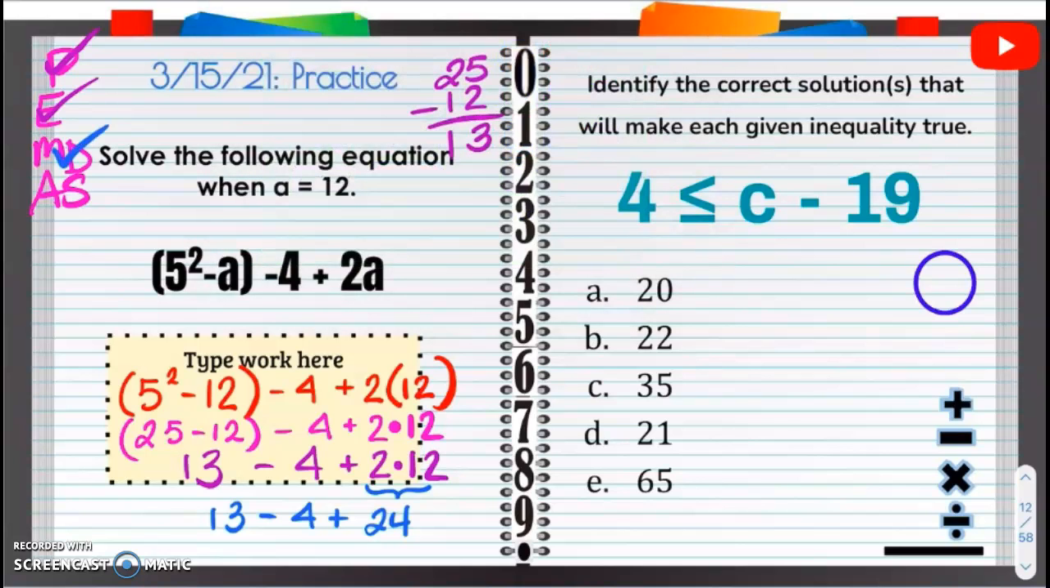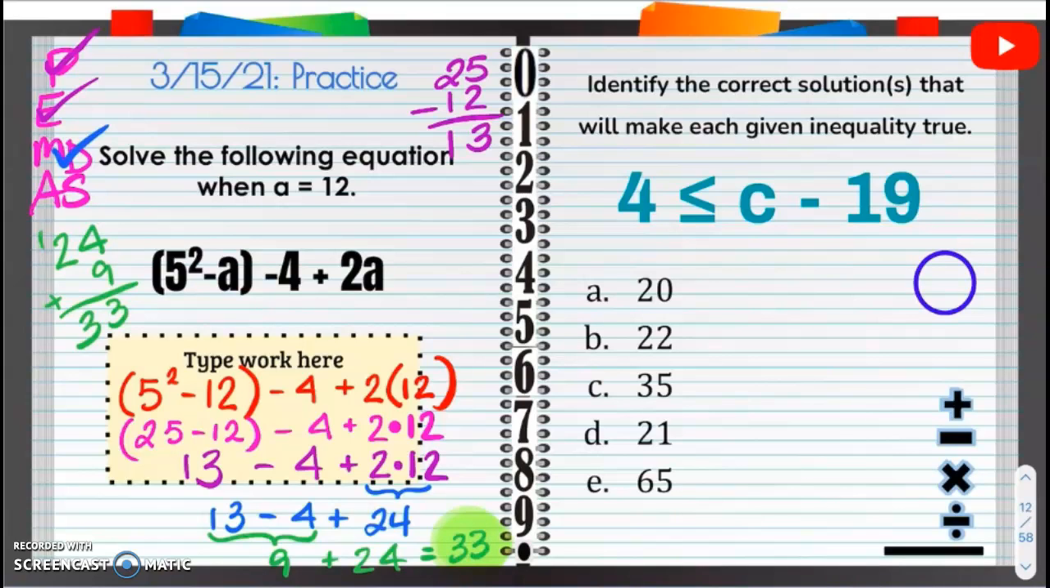Left to right. 13 minus 4. So 13 minus 4. 13, 12, 11, 10, 9. And then add 24. 9 plus 24. 24 plus 9. 9, 10, 11, 12, 13. 2 and 3. So you get 33. So our answer is going to be 33.